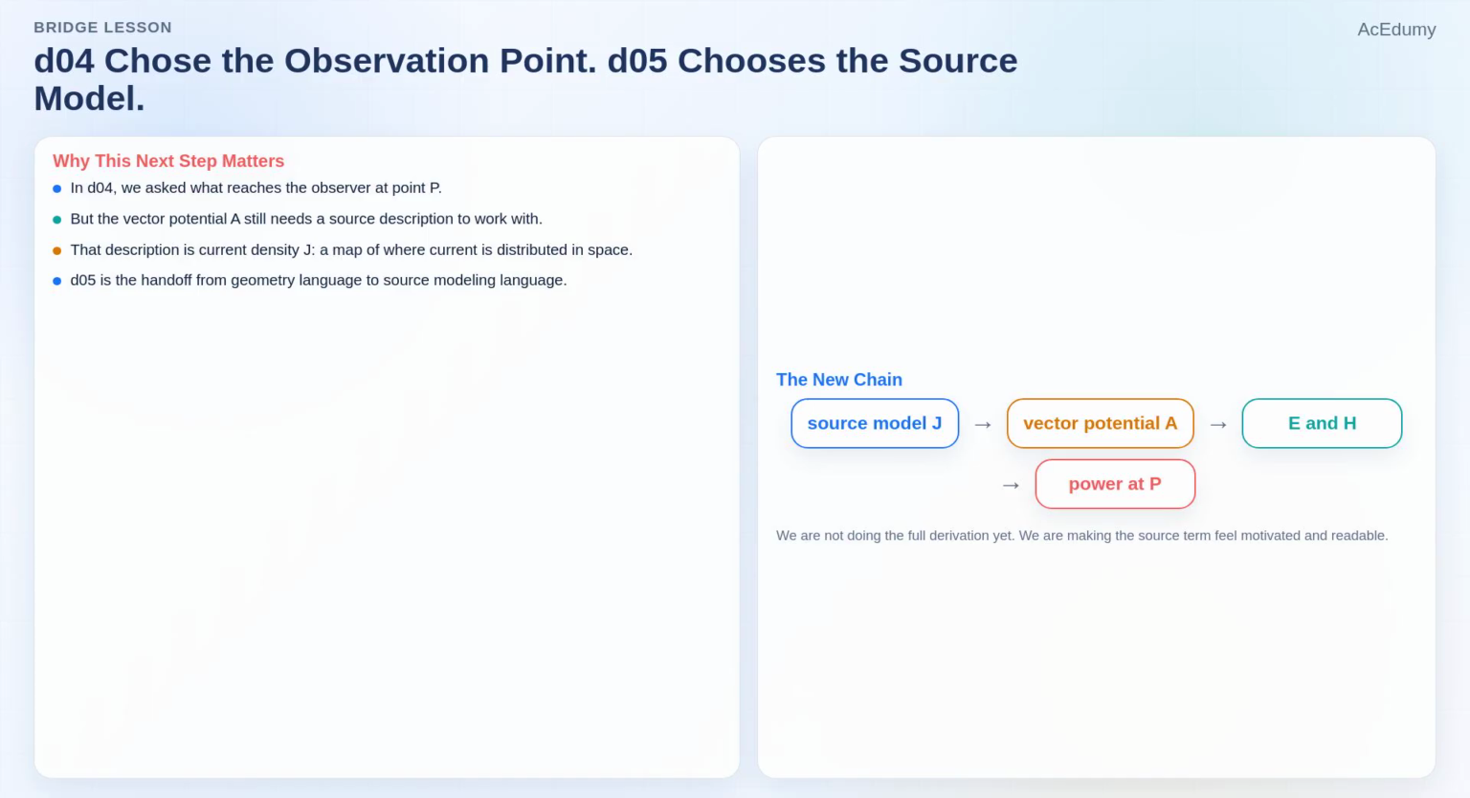In the previous lesson, we chose the observation point and explained why the vector potential A appears in antenna theory. But A still needs a source description to work with. That source description is current density J. So this lesson asks a new question. If the observer is already chosen, how do we write the source in a clean mathematical form?